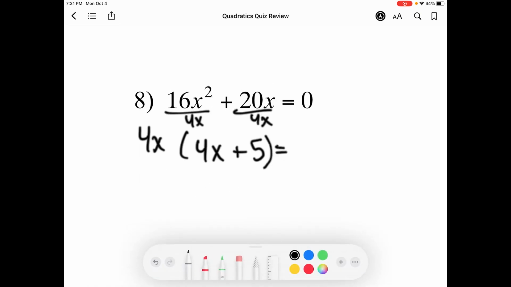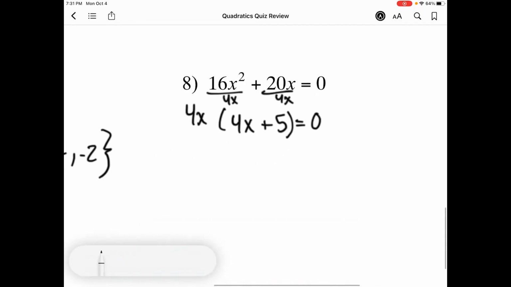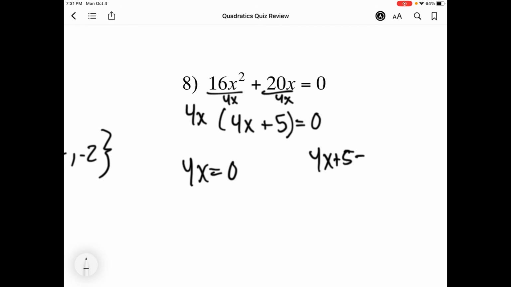All right, so equals 0. And now what we have to do is we're going to set our terms equal to 0. So this is my first term. This is my second term. 4x equals 0. And then 4x plus 5 equals 0.